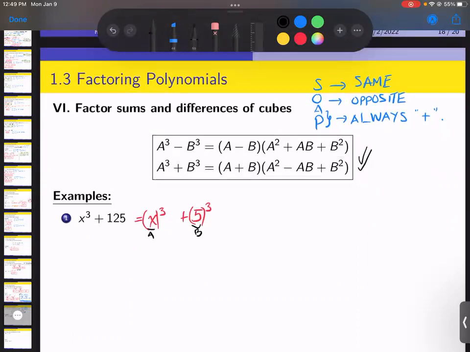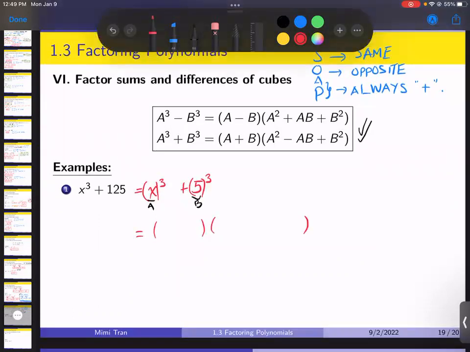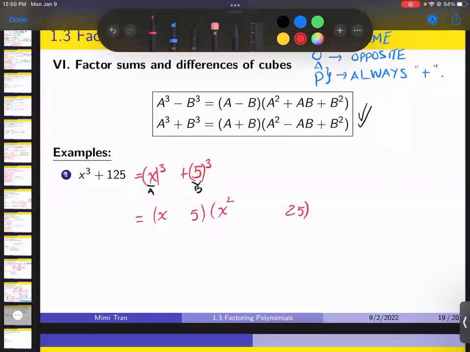That's B. A binomial and a trinomial. A and B. So A will be x, B is 5. A times A, so x times x is x squared. B times B, 5 times 5 is 25. And then A times B, so x times 5, which is x5 or 5x.